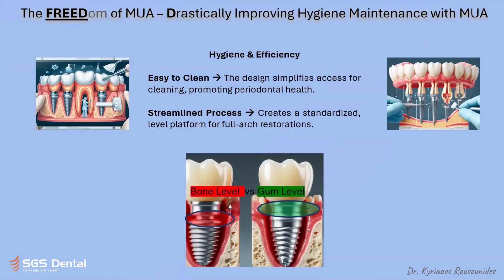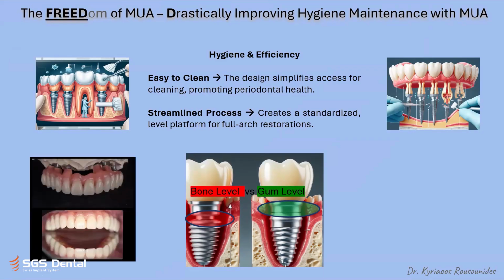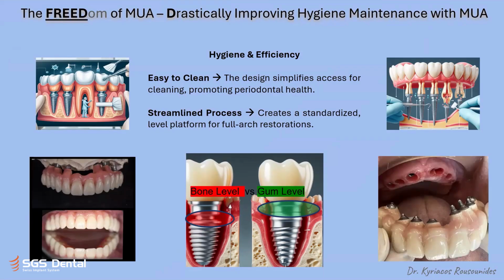So, other benefits of the multi-units in general, also for general dentists, is the hygiene and how we maintain these prosthetics. These two cases, the left and right, are cases that were done. We were placed under local anesthesia. We couldn't place the prosthetic without using the local anesthesia because we work on the bone level. We have to press the gums around the implants.